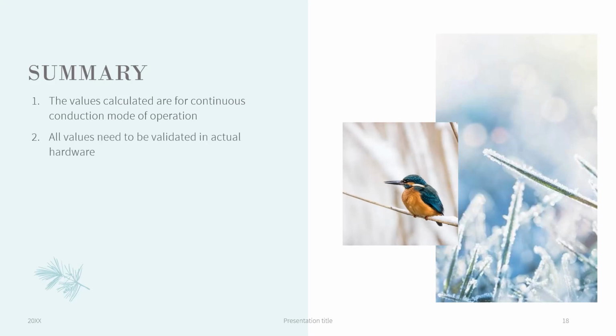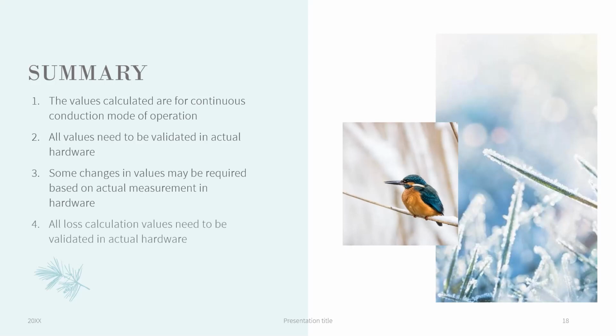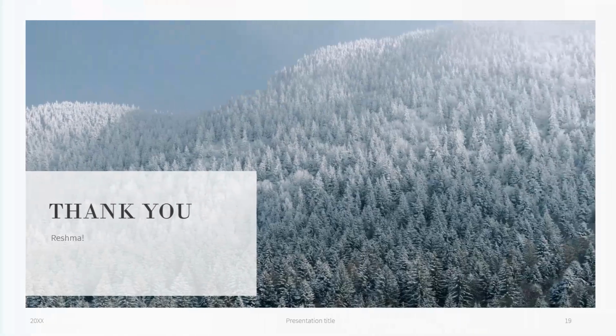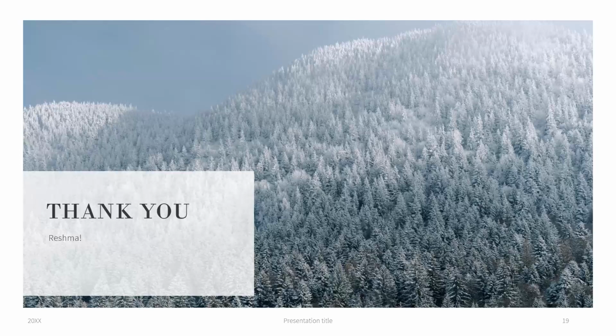In conclusion, we can say that the values calculated are for continuous conduction mode of operation. All values need to be validated in actual hardware. Some changes in values may be required based on actual measurements in hardware. All loss calculations need to be validated in actual hardware. In this video, we saw an example to design a buck regulator in continuous mode. We will learn more in our subsequent videos.